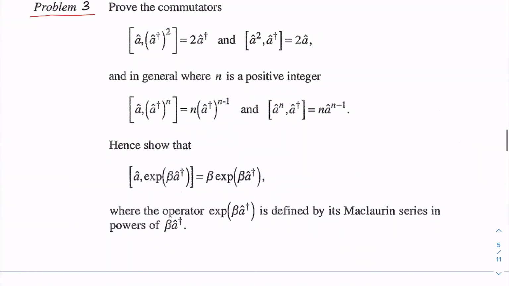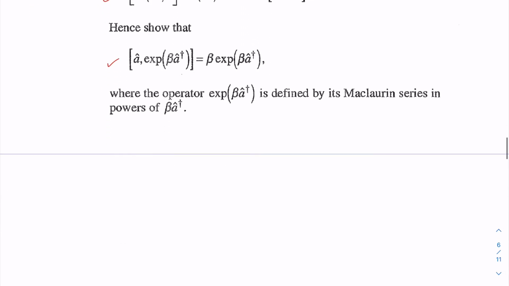Now let us work out this particular problem. Here you are asked to prove this commutation relation, and then for the general case where n is a positive integer, this is what you have to prove, and finally you are asked to establish this commutation relation. So let us do that. It is related to operator algebra.